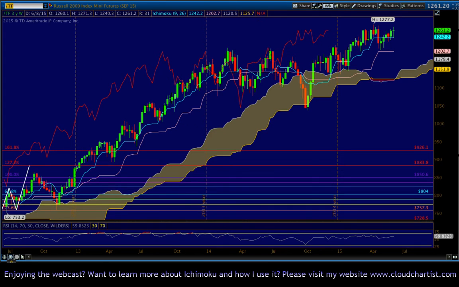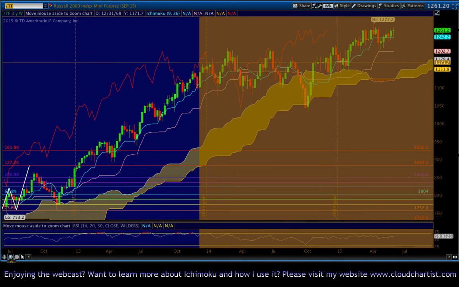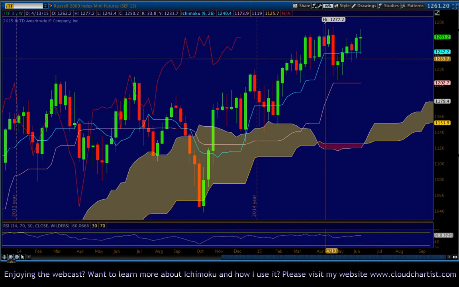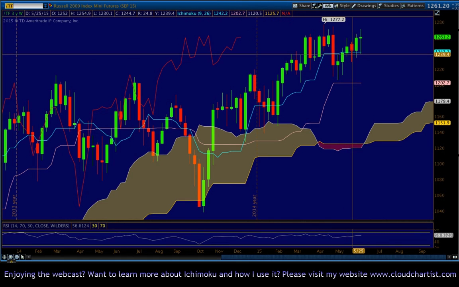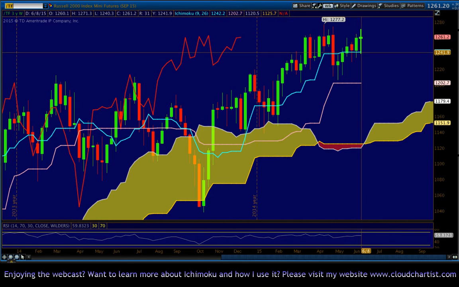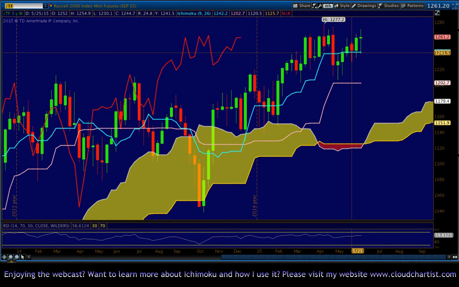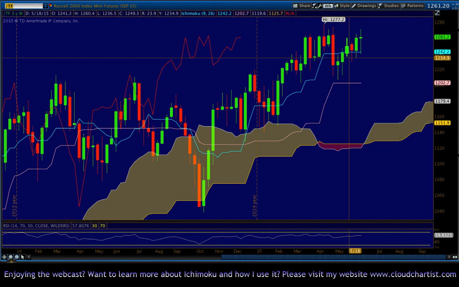Russell's actually looking more bullish than the ES at this point, outperforming the ES on the weekly time frame. And I've been noting that the last couple of weeks. We do have some differences to point out between the Russell and the ES chart. We're kind of extended above the cloud here.